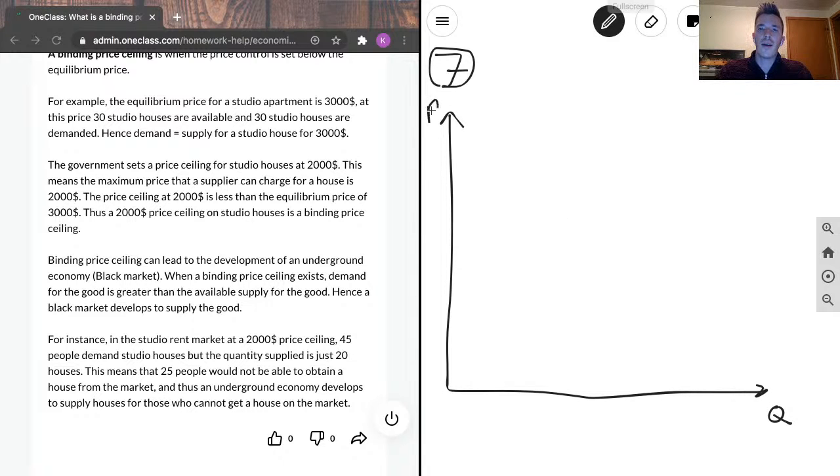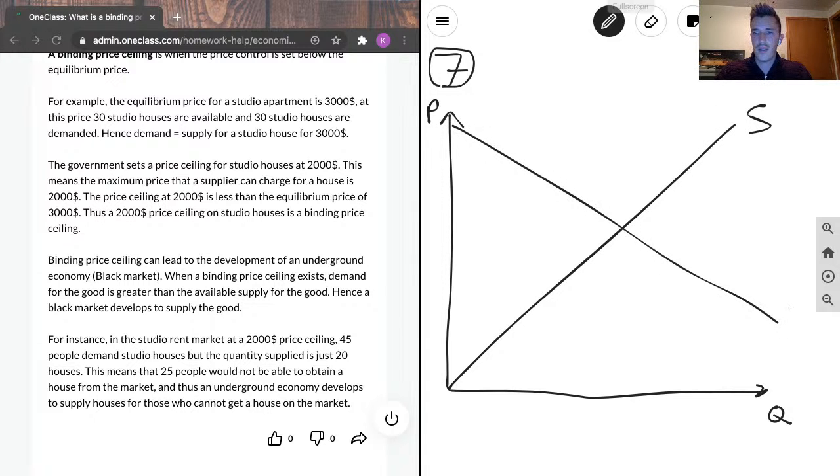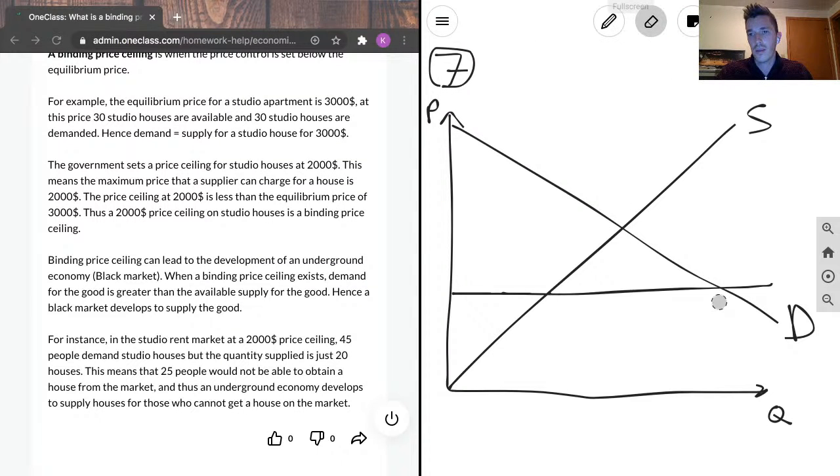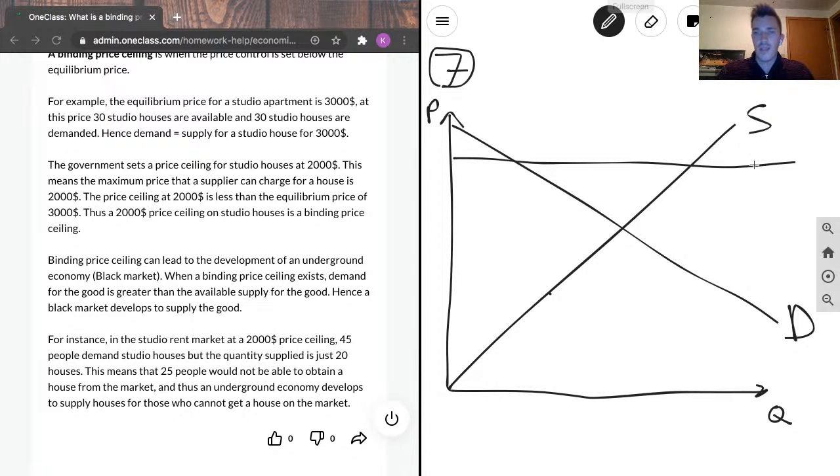Next we can draw a scenario where there's a price floor. So again, supply slopes upwards, demand slopes downwards. Now if we set a price floor down here, sorry, this should be a straight line. Price floor means that's the cheapest a good should be. That won't matter because the equilibrium point is above it. But if we set a price floor above the equilibrium point, this means that they must charge at least this much for the good.